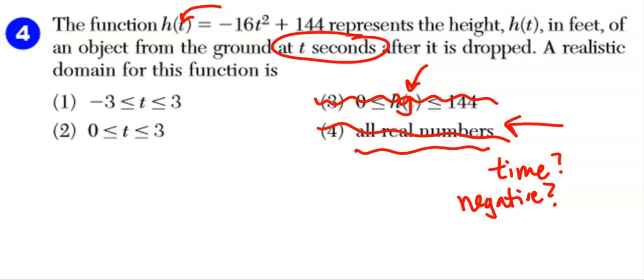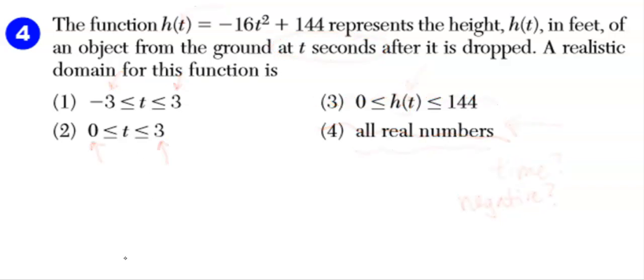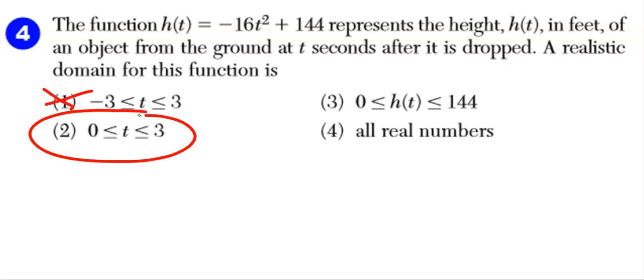So the question is, are we dropping it from negative 3 seconds to positive 3 seconds? Or are we dropping it from 0 to 3? Well, since we've already determined that time cannot be negative, this is our final domain.